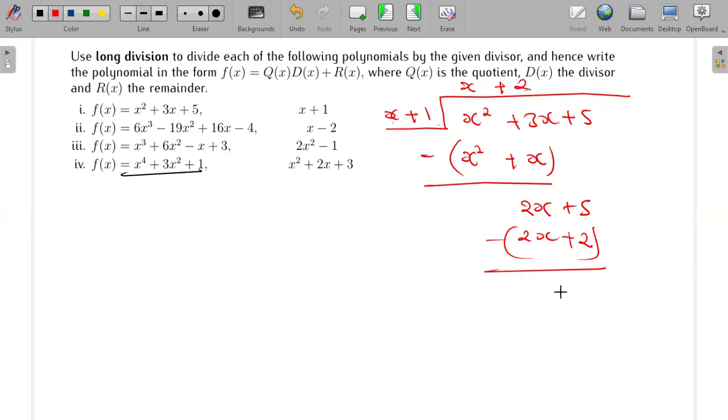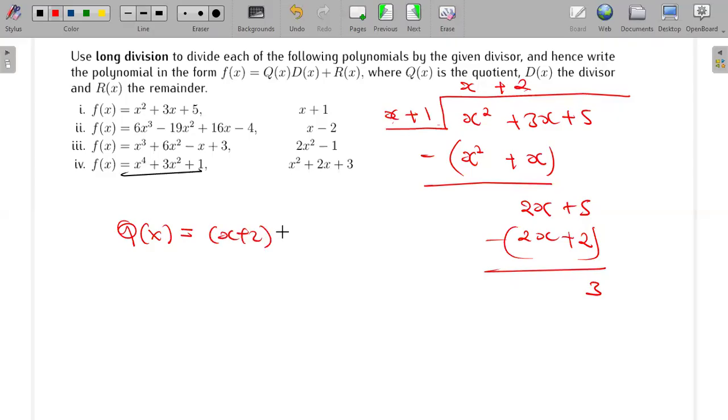That's 5 minus 2. That just gives you a 3. And you see 3 here, x cannot go into 3. So we end from here. So this is where we end. Then you see that our quotient, the answer, in short, we find the q(x), is just x plus 2.